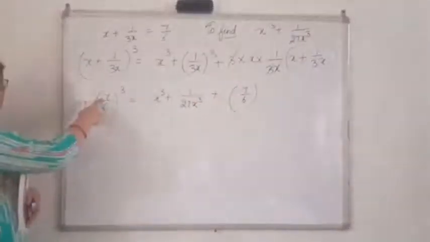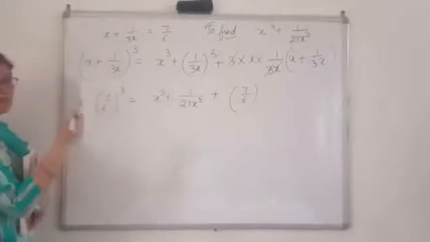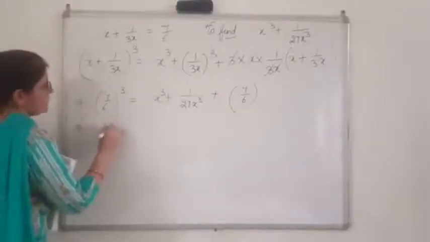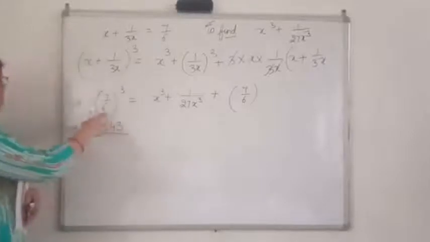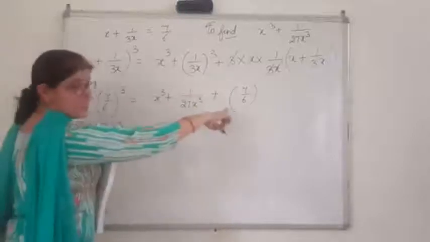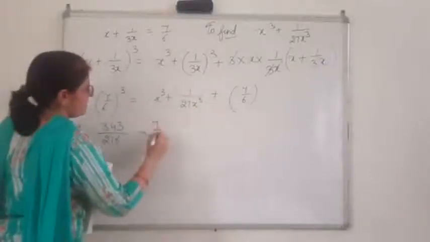So cube of 7, 7 into 7 into 7, you multiply 7 three times and we get 343. Similarly, here we multiply 6 three times, we will get 216. This is in plus, it will come here in minus.